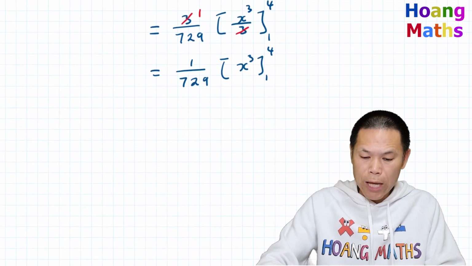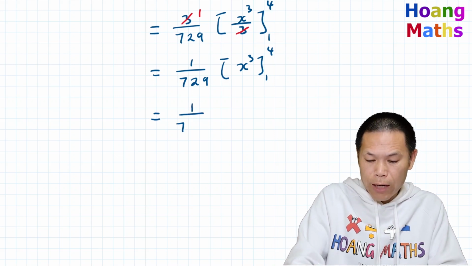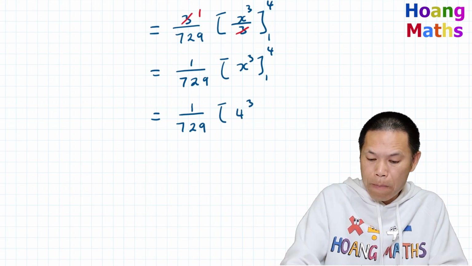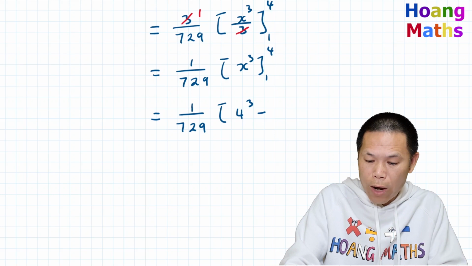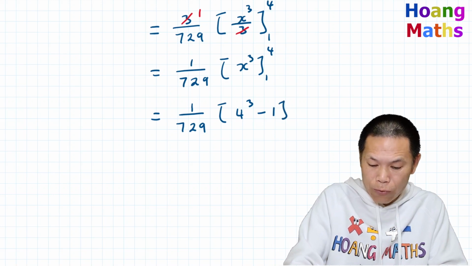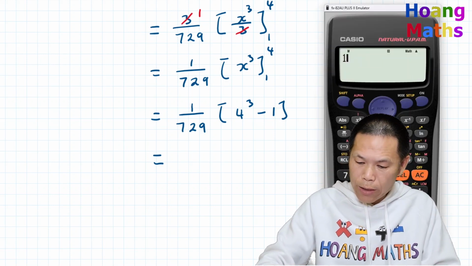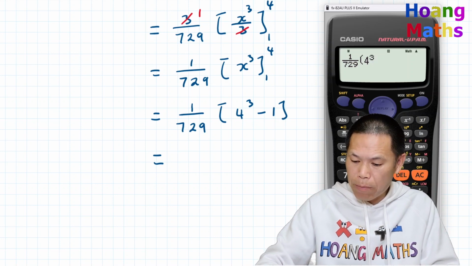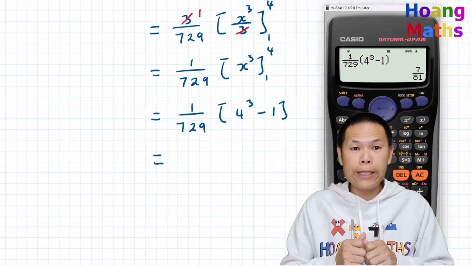So there you go. Now I just evaluate this. That is equal to 1 over 729 and we have 4 to the power 3 minus 1 to the power 3. We know that 1 to the power 3 is 1, so we just write 1. Easier. Okay. So I just put it in the calculator. I go 1 over 729, brackets, 4 to the power 3, I press cube and minus 1, and I close the brackets, equals. So there you go. 7 over 81.